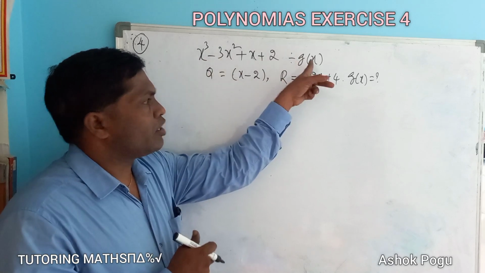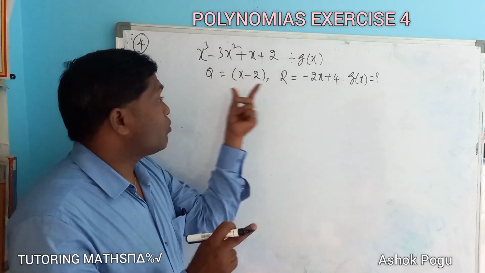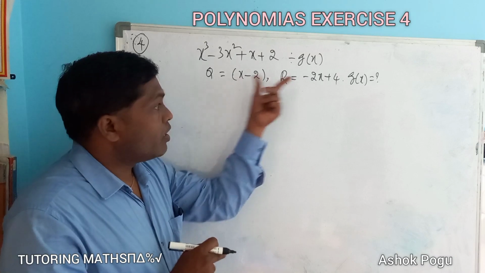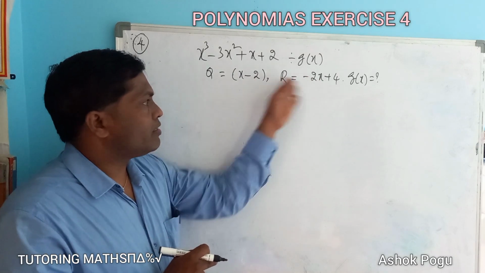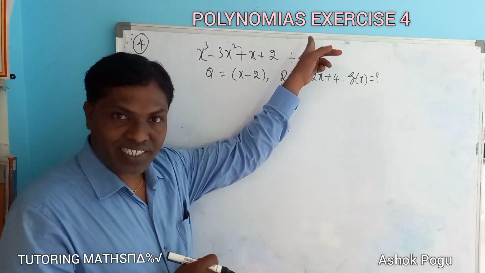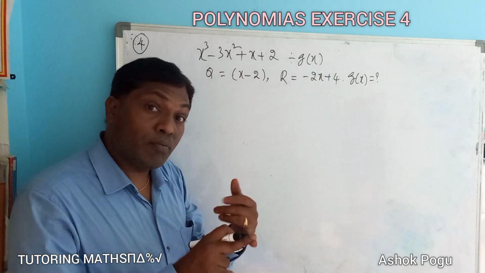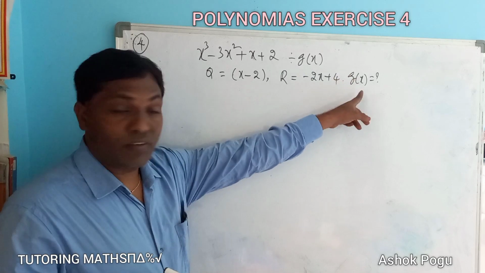If you divide this polynomial by g of x, then you get quotient x minus 2 and remainder minus 2x plus 4. If the quotient and remainder are these, then find g of x. By what polynomial do we have to divide? That we have to find.